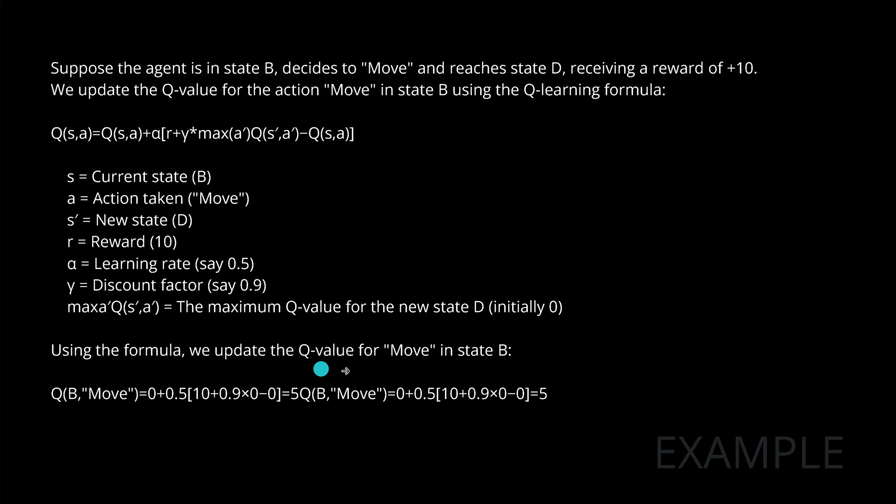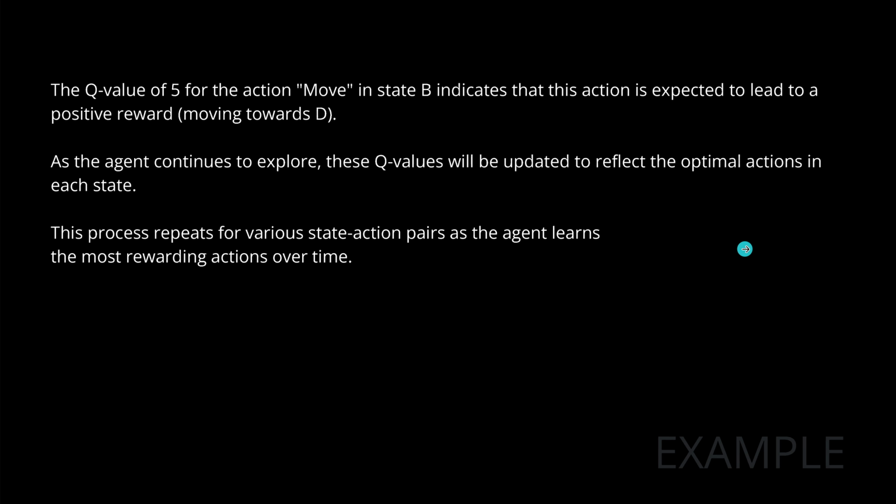And if you use the formula and you fill in now our particular parameters, you see here we have now a Q value of 5. So you see it is as simple as this. So the Q value of 5 for the action move in the state B indicates that this action is expected to lead to a positive reward, moving towards your goal, your cell D.